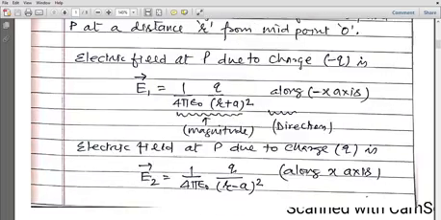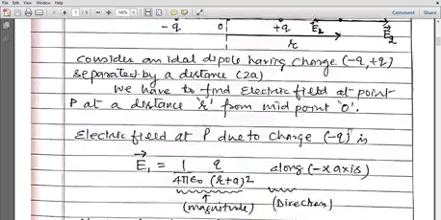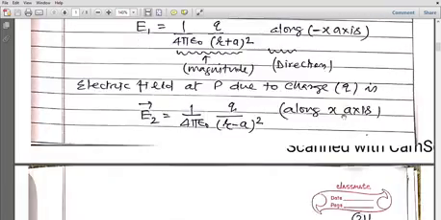Similarly, what is the direction of the electric field at P due to charge plus q? E2 is 1 upon 4 pi epsilon 0 into q upon (r minus a) whole square. What is its direction? For positive charge, electric lines are radially outward, so E2 is radially outward, it means along the positive x-axis. Which one is greater?